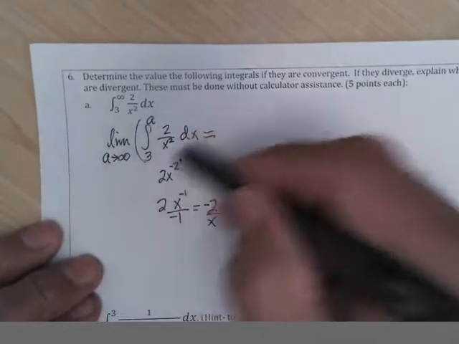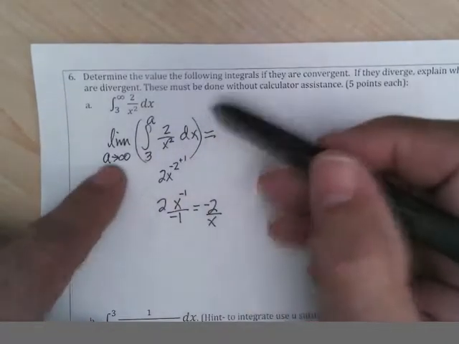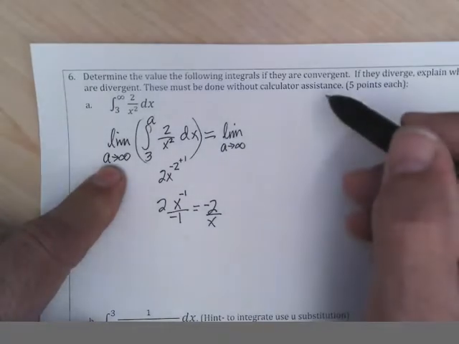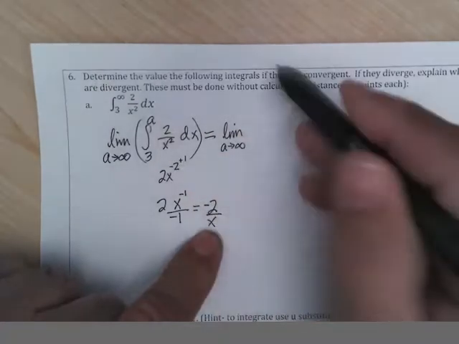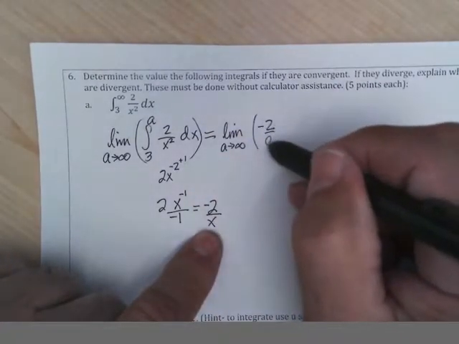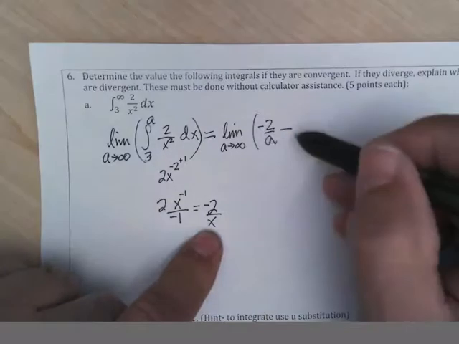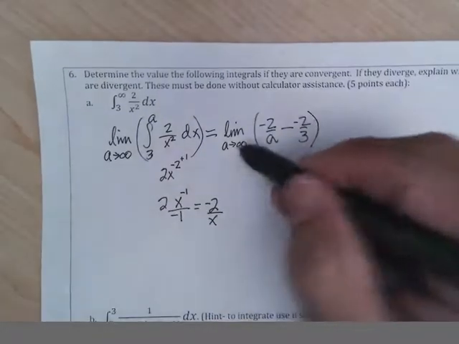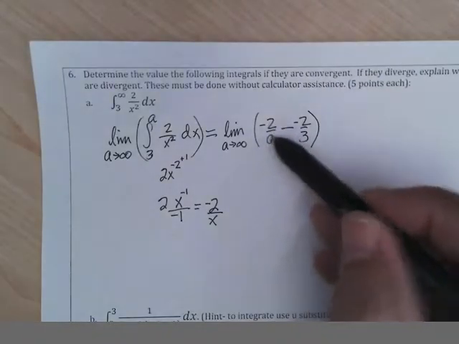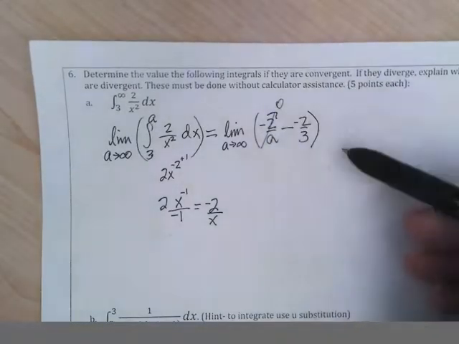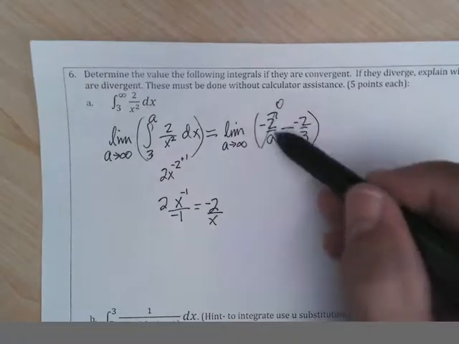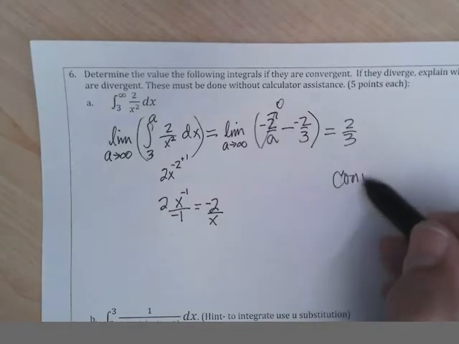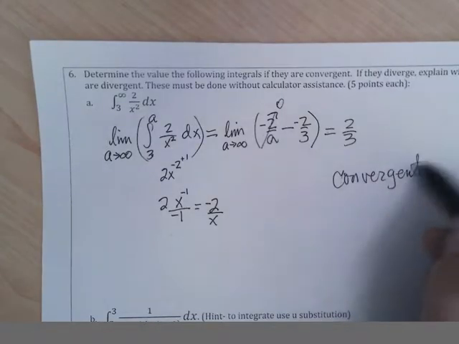So we're working out this. We're going to get the limit as a approaches infinity of putting a into this, so it's going to be minus 2 over a minus putting the 3 into that, minus 2 over 3. And as a goes to infinity, a really large denominator makes the fraction go to 0, and we get 0 plus 2/3, so we get 2/3, and it converges.